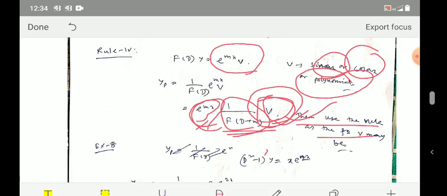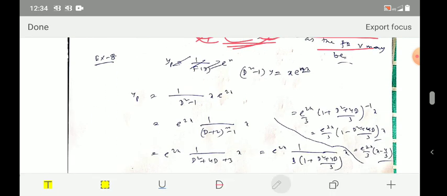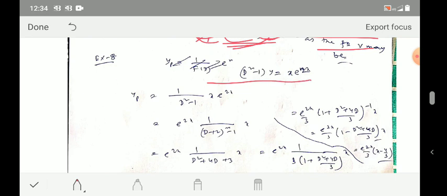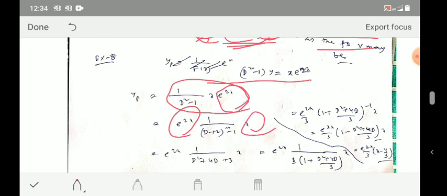Therefore, I have considered here an example like this: yp equal to 1 by D square minus 1, x e to the power 2x. If I take e to the power 2x out, then 1 by D plus 2 whole square minus 1, x. D is replaced by D plus 2, that is D plus m here. Then e to the power 2x, 1 by, if I expand D plus 2 whole square, this term becomes D square plus 4D plus 3. If I take 3 common, then 1 plus D square plus 4D by 3, that is e to the power 2x by 3, 1 plus D square plus 4D by 3 whole to the power minus 1, x.